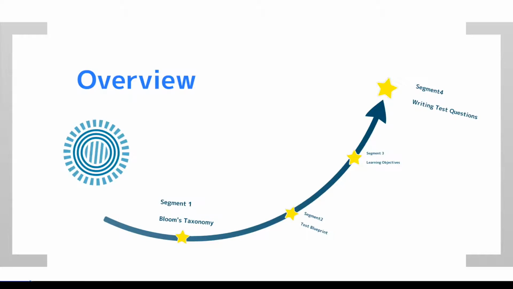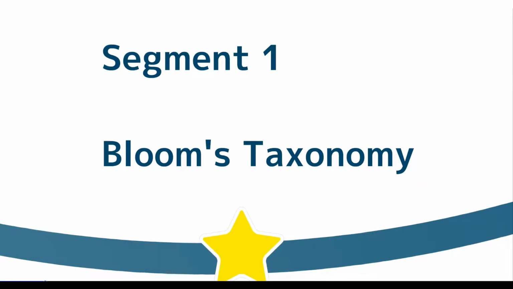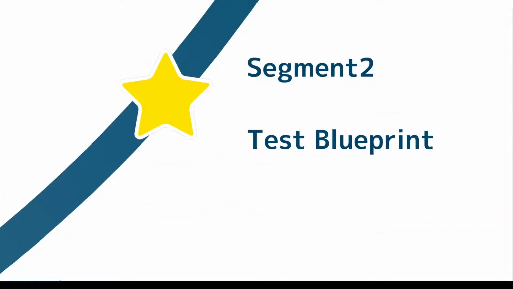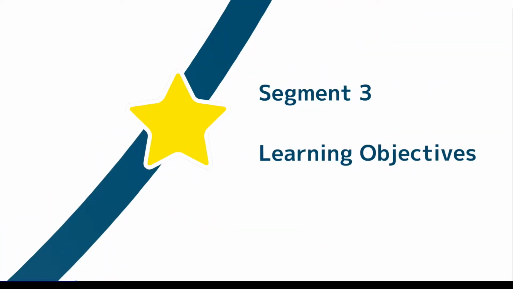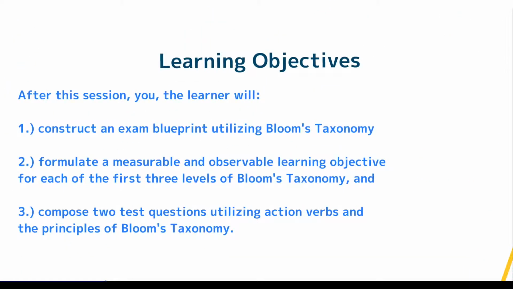We will begin with an introduction to Bloom's Taxonomy, a tool that will help you target specific levels of learning in your students. We will then take a look at test blueprints, a means of strategically designing assessment tools. Finally, we will see how learning objectives and test questions are constructed in accordance with Bloom's taxonomy and the test blueprint. After this lesson, you will be able to demonstrate your understanding of Bloom's taxonomy, construct an exam blueprint, and write learning objectives for each of 6 learning levels. Are you ready? Let's begin.